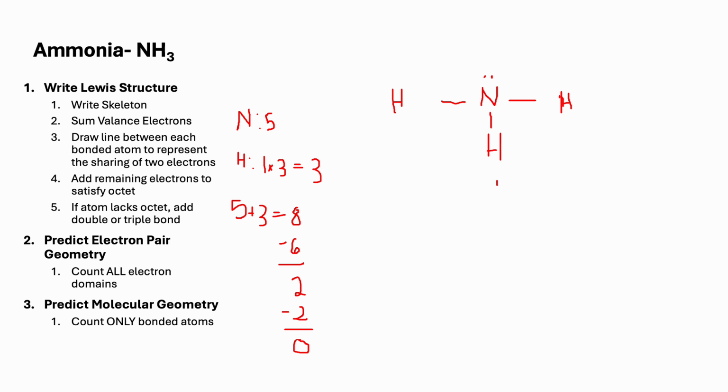Now, next step, we are going to predict its electron pair geometry. So we have to identify all of its electron domains. That includes your bonded atoms plus your lone pair. It includes it all. So that's 1, 2, 3, 4. Since it has 4 domains, its electron pair geometry, with anything that has 4 domains, is going to be tetrahedral. Tetrahedral. Again, not writing the full word out.